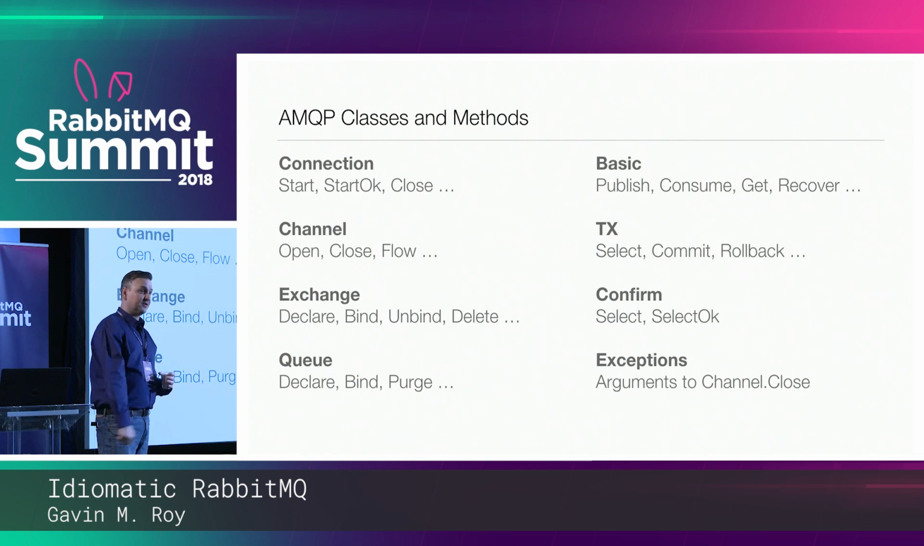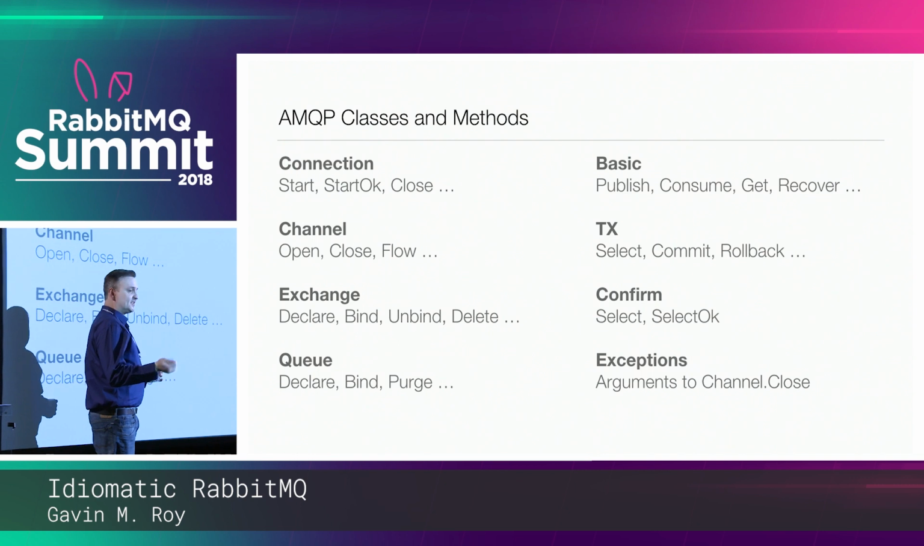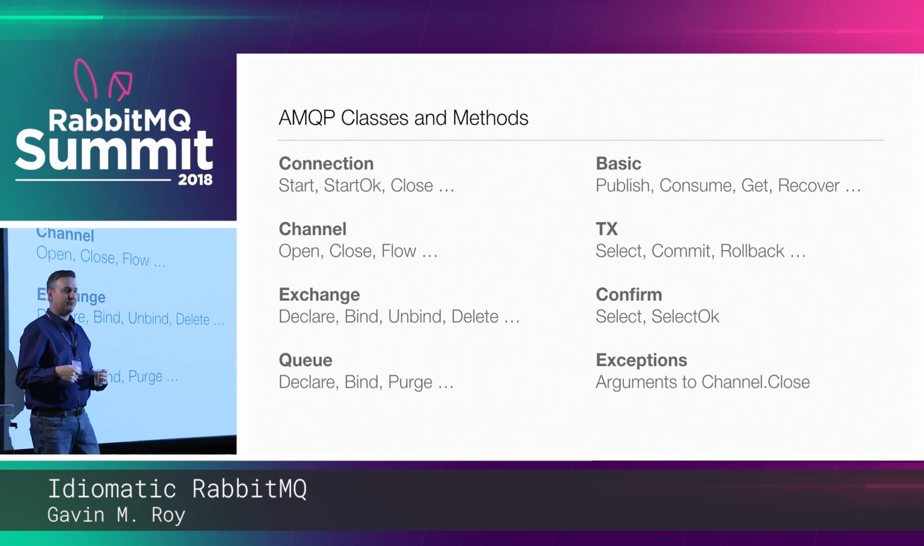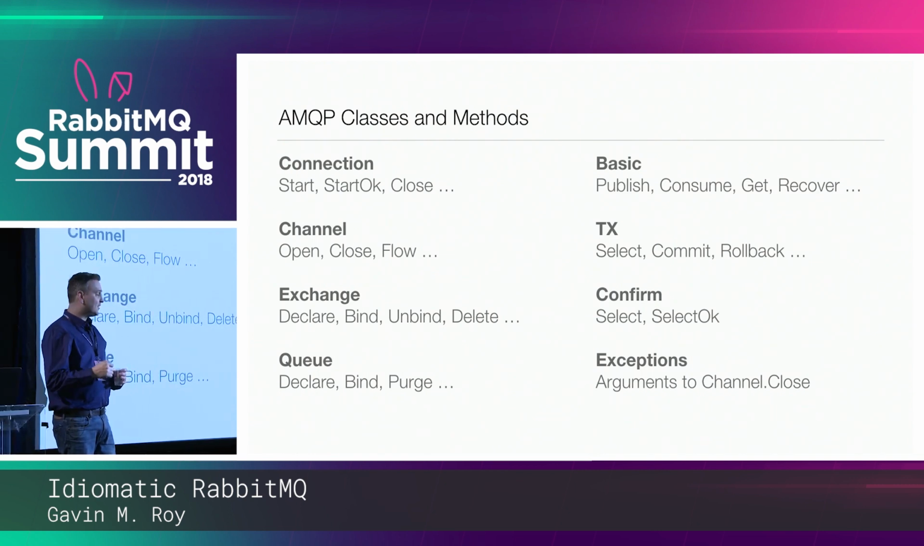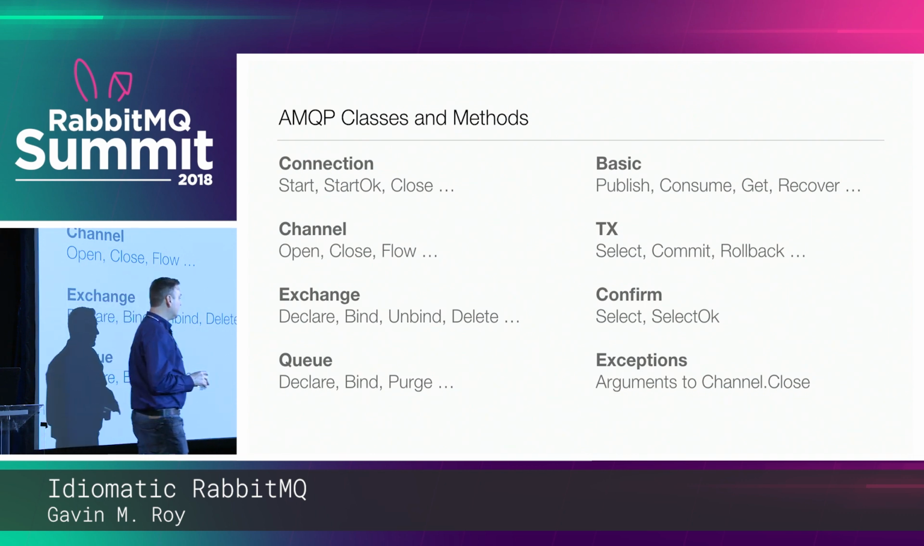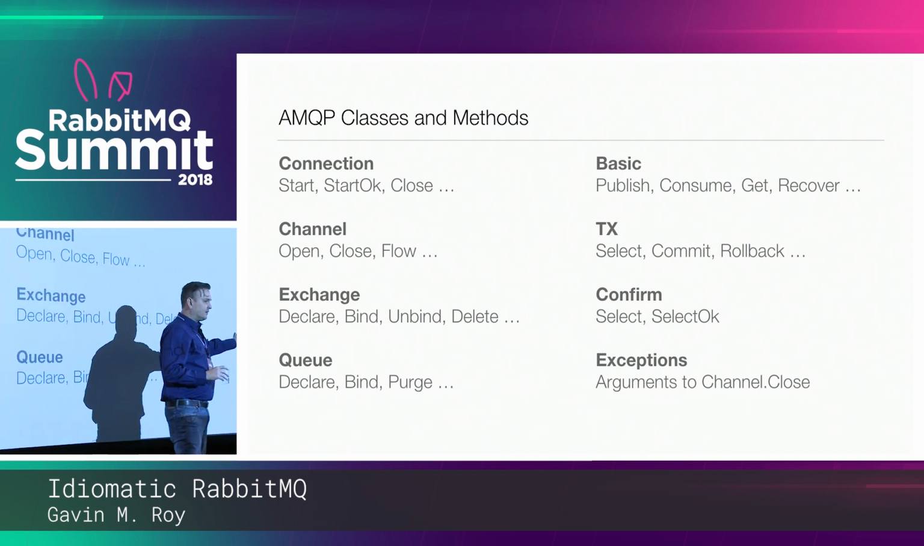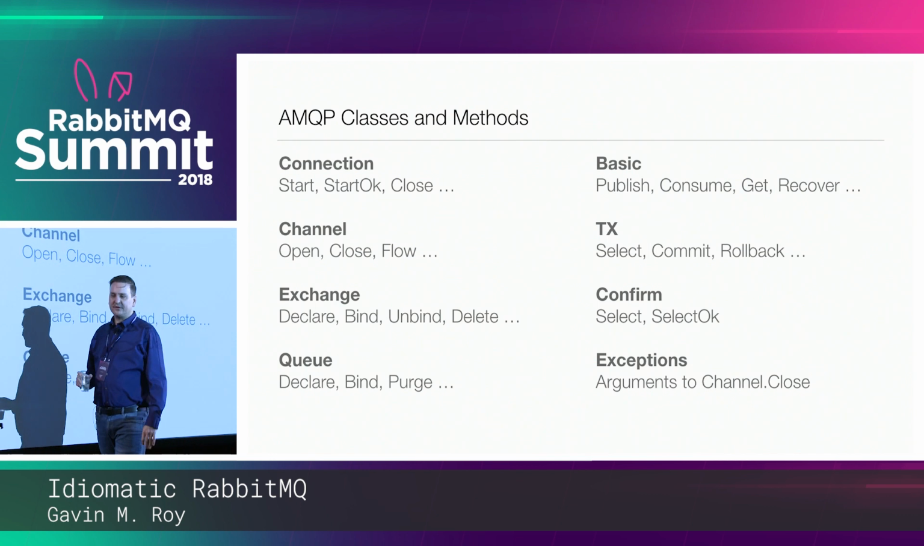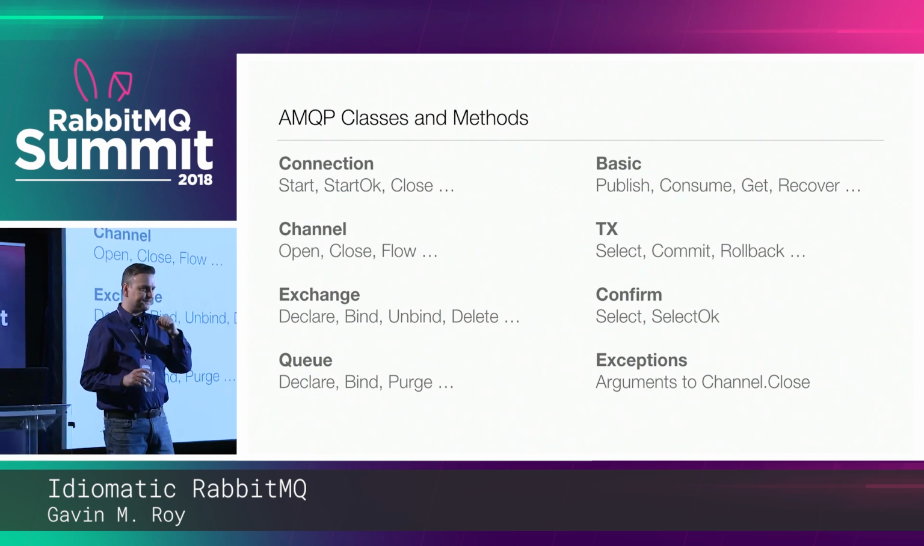You tried to access a queue that doesn't exist. You published a message and you required that Rabbit route it somewhere and it failed to do so. And so that really is what channels are about. And it's important to understand what that is.